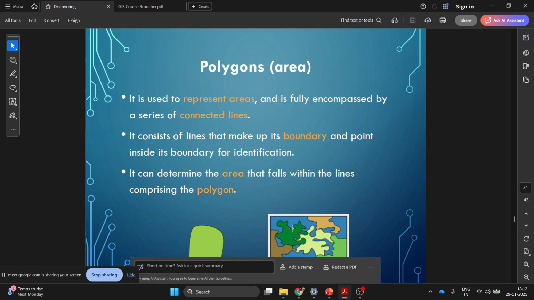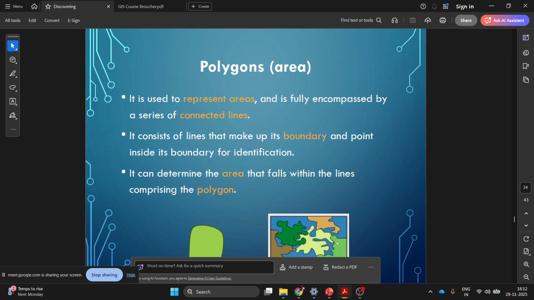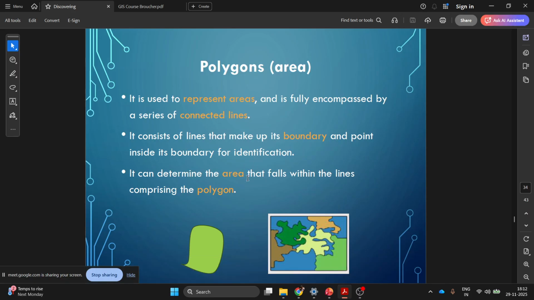For example, this is the location of India. This is the location of Pakistan. So this boundary is Pakistan, or this boundary is India. That kind of representation can also be done using a polygon. And also it can determine the area that falls within the line comprising the polygon.